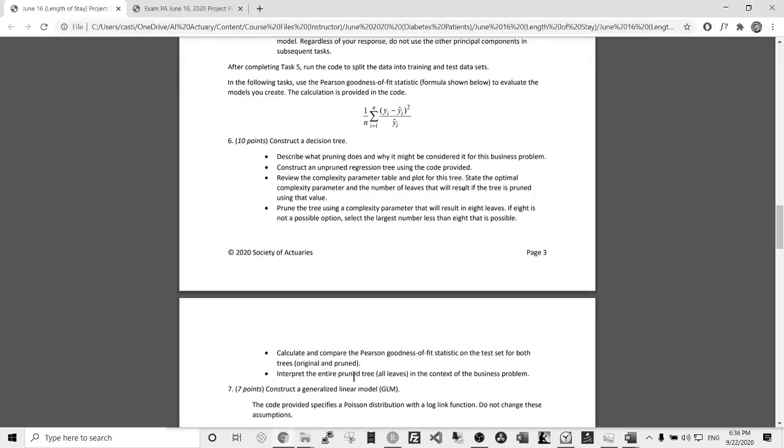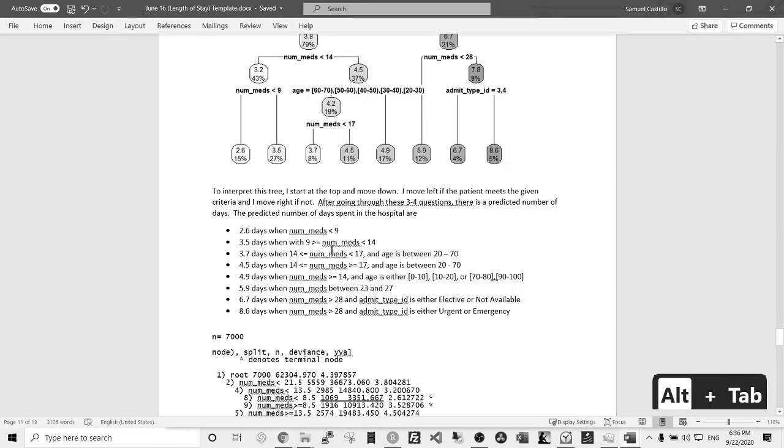It says, interpret the entire pruned tree, all leaves, in the context of the business problem. And just a reminder, this question does not say to use non-technical language. So that means the audience is the exam grading committee. The audience is not the business manager yet. When you get to the executive summary, you'll need to translate it into more business language. But for now, it's okay if you use a less than or equal to sign, or you use num meds, because the exam committee will know what you're talking about.